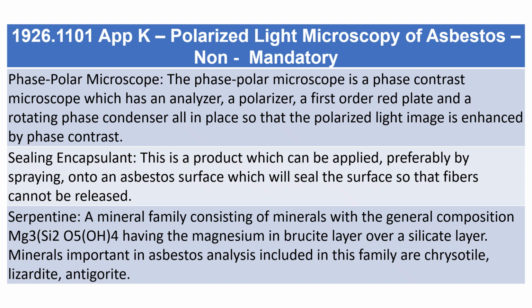Sealing encapsulant: this is a product which can be applied, preferably by spraying, onto an asbestos surface which will seal the surface so that fibers cannot be released. Serpentine: a mineral family consisting of minerals with the general composition Mg3Si2O5(OH)4, having the magnesium in brucite layer over a silicate layer. Minerals important in asbestos analysis included in this family are chrysotile, lizardite, and antigorite.